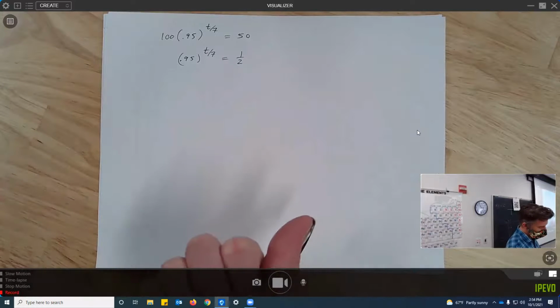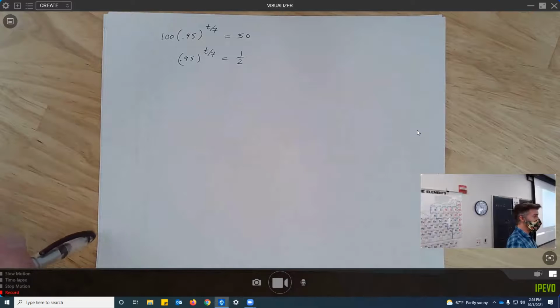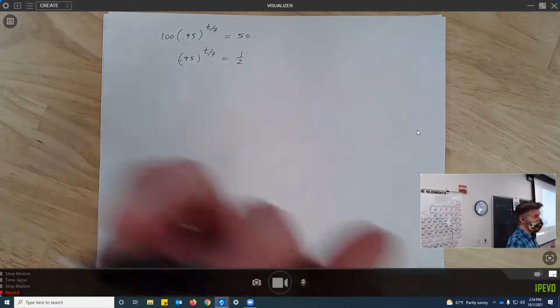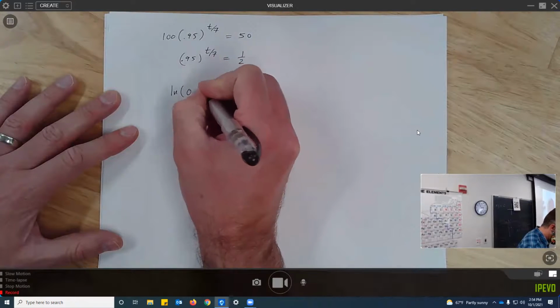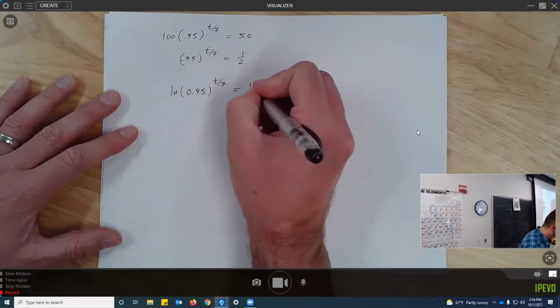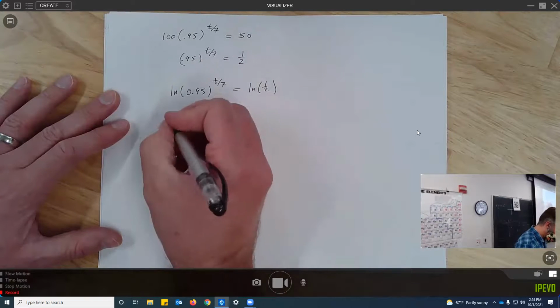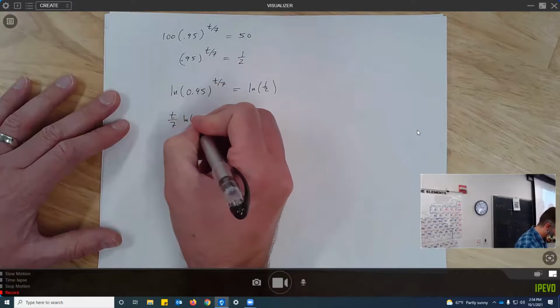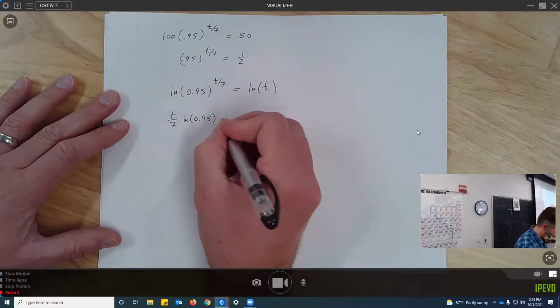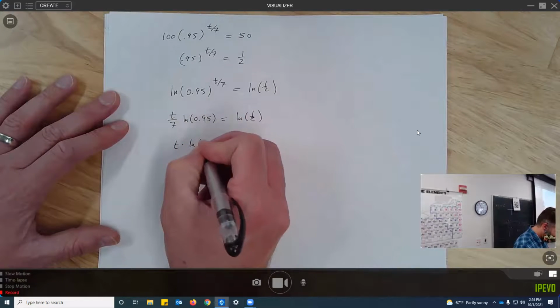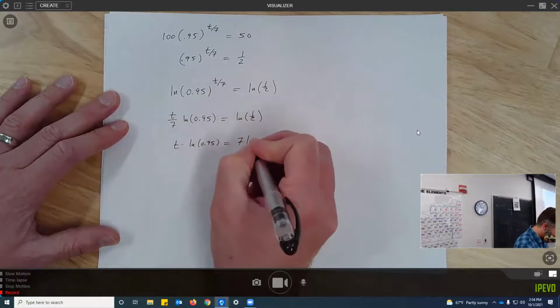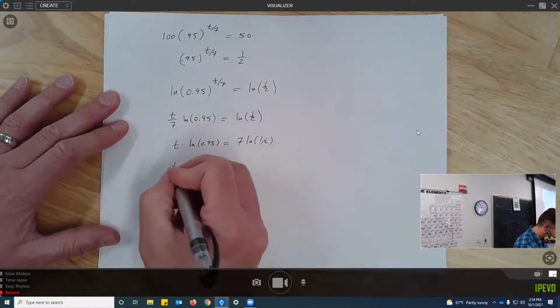And now I really don't want to use log base 0.95. That is not a very typical choice. I would definitely use the natural log here, the log base e, because that is the one we usually choose to use. So I would say natural log of 0.95 to the t over 7 equals the natural log of 1/2. Bring down the t over 7. That's why we took the natural log, so we get that t over 7 out of the power. And then I would say multiply both sides by 7. Divide both sides by the natural log of 0.95.